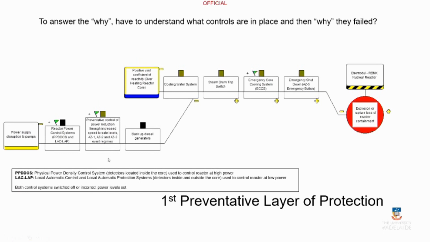There were also other preventative controls for power reduction through increased speed at different levels. Again, it's dealing with the power by having what they call AZ1, AZ2 and AZ3 event regimes, which allowed the reactor to compensate for power loss through adjusting its speed. Again, automatic controls. And the final control, if these were to fail, was the backup diesel generators.